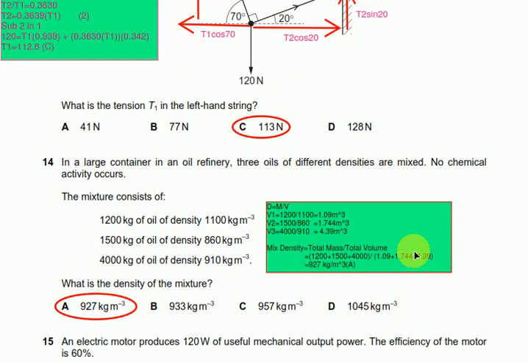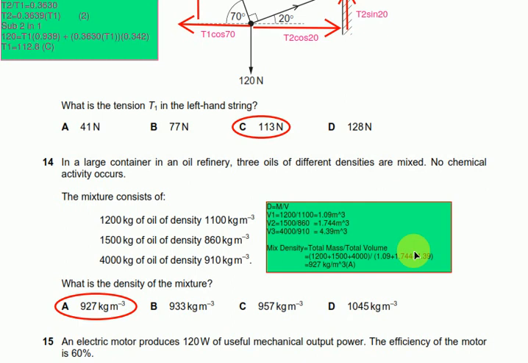Question number 14: in a large container in an oil refinery, 3 oils of different densities are mixed. No chemical activity occurs. The mixture consists of 1200 kilograms of oil of density 1100 kilogram per meter cube, 1500 kg oil of density 860 kg per meter cube, and 4000 kg oil of density 910 kilogram per meter cube. We have to find the density of the mixture.